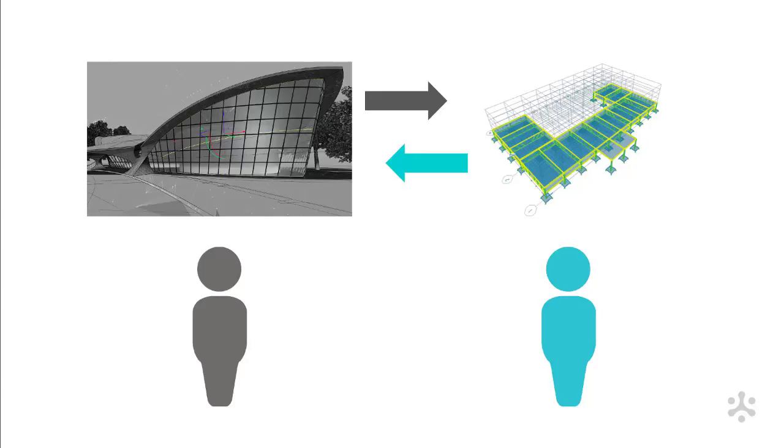So it's a very serial exchange of information. The architect works for a few days, sends it to me, and I work for a few days, sends it back to the architect, and hopefully that information is still compatible. So very cyclical, but in a serial, binary way.